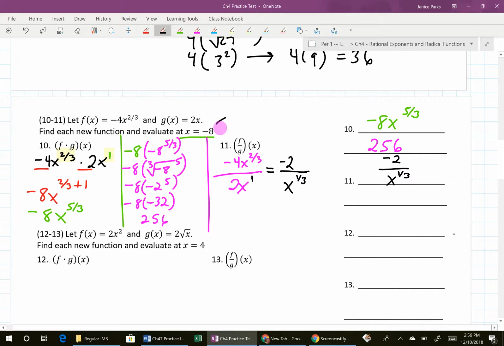And then we're going to plug in a negative 8 for the x. So it's going to be negative 2 over negative 8 to the 1/3, which is negative 2 times the cube root of negative 8. Which is negative 2, so that's 1.